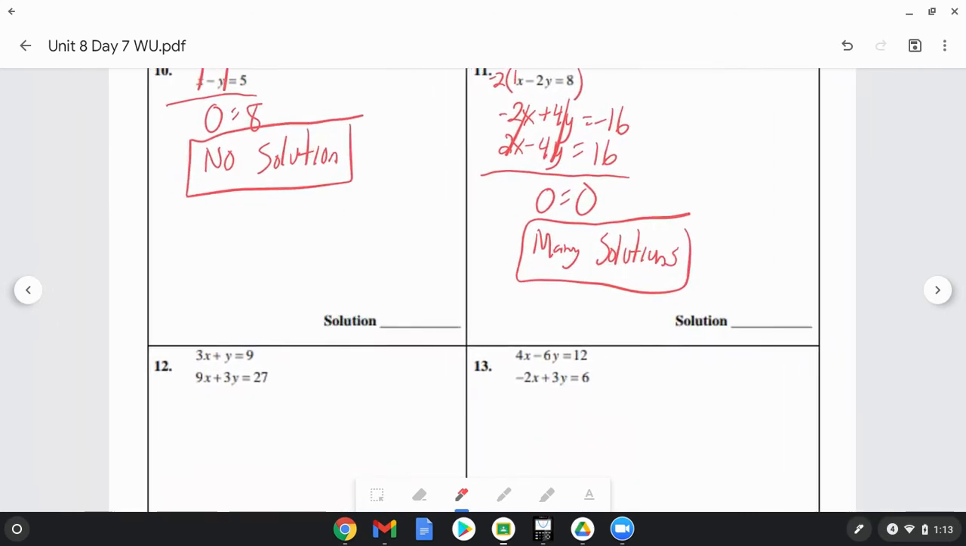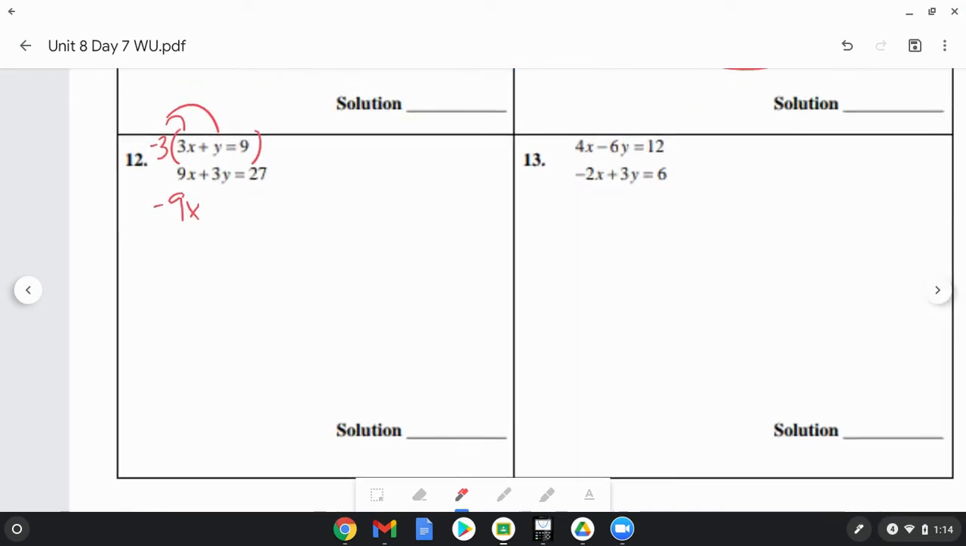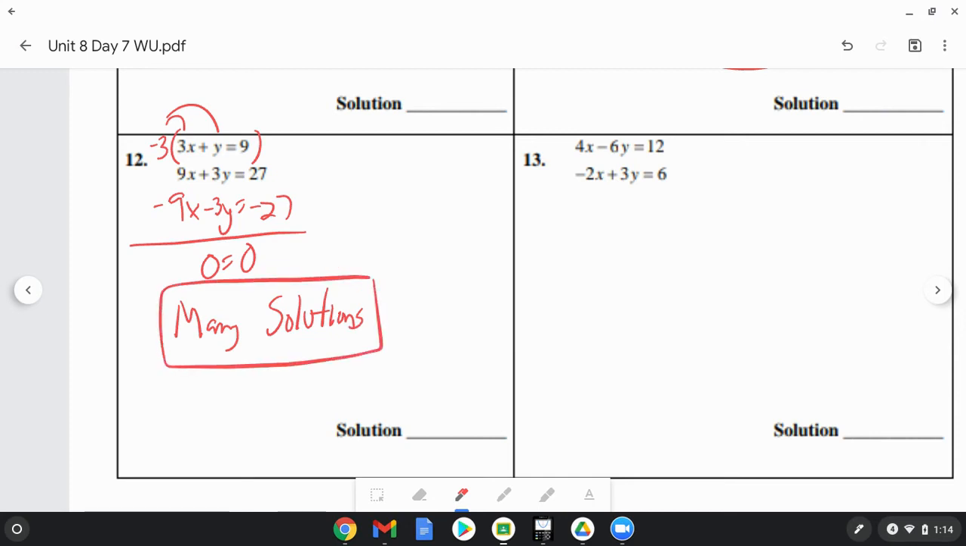Let's go to 12. For number 12, in order to get the x's to be exact opposites, I'm going to multiply the top by negative 3. I think that would give me negative 9 for my x. So if I multiply it through, I get negative 9x minus 3y equals negative 27. If we add those two together, we get 0 equals 0. So everything would cancel as far as the variables and the constants go. And then that would mean that there's many solutions. So that's my answer for 12.